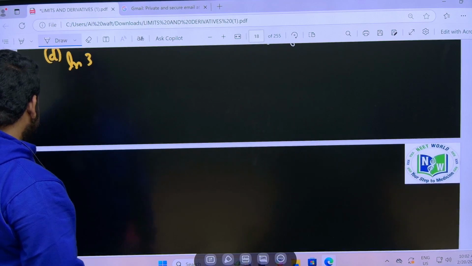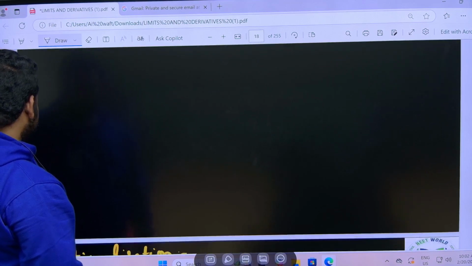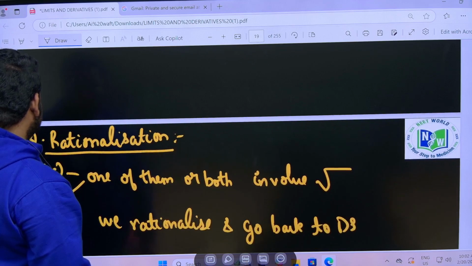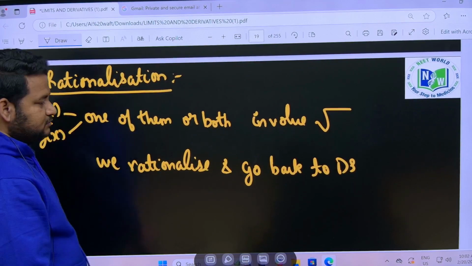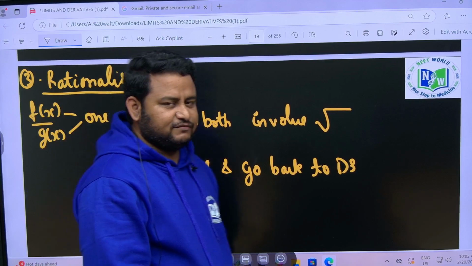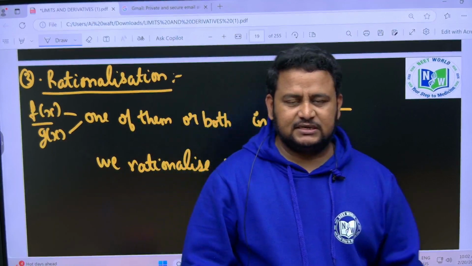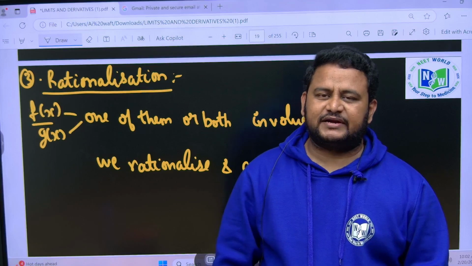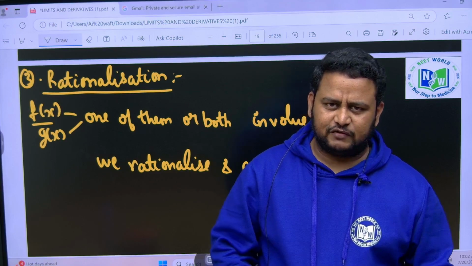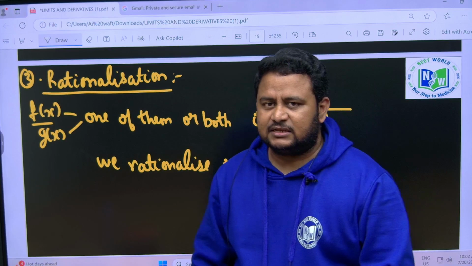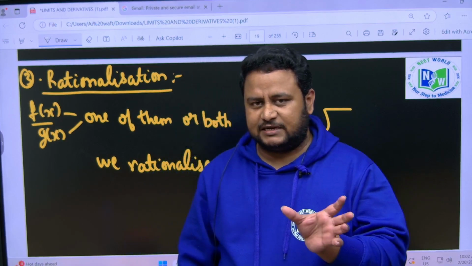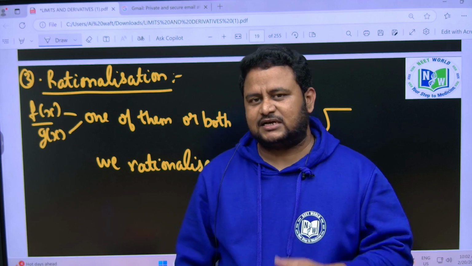Now we will see rationalization. When should we go for rationalization? First I told factorization when f of x by g of x is given, that is in the rational form. Then we will factorize f of x or g of x or both, and then we will go for direct substitution. We will get x minus a, that will cancel. That I told is the culprit, right?